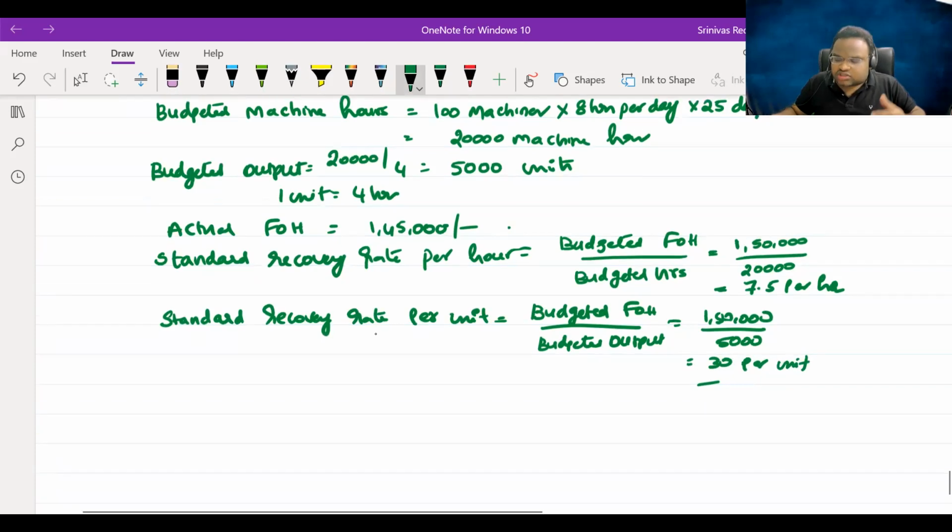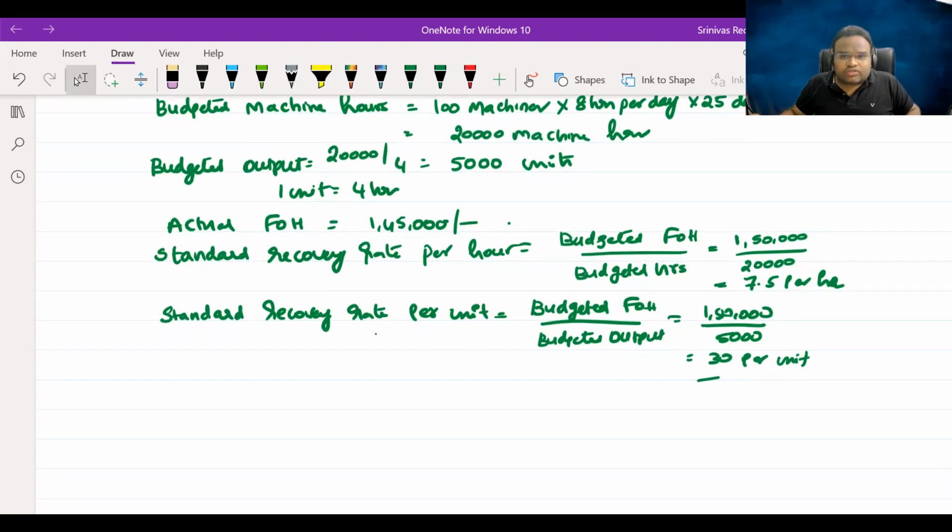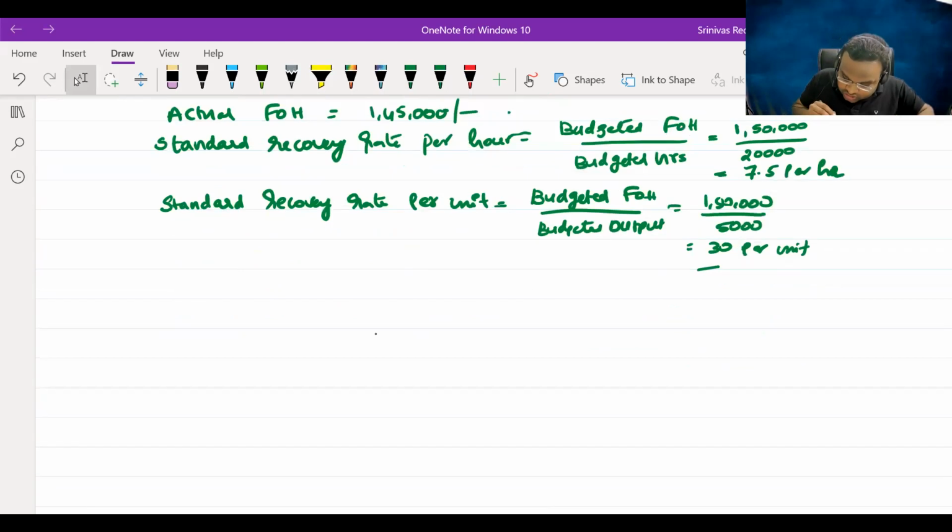₹30 per unit, you can just divide. So every unit will take 4 hours, sir. So 30 divided by 4 is also 7.5. So either way it is same. Okay, I calculated both. I want the third part, absorbed fixed overhead.